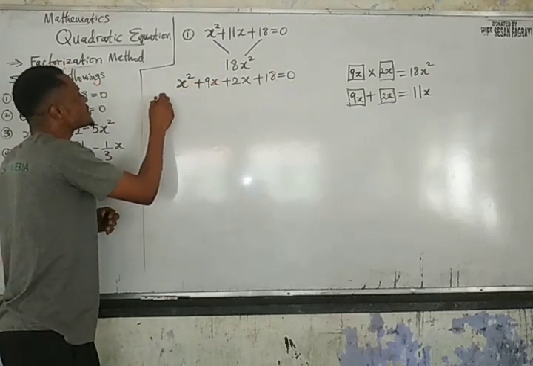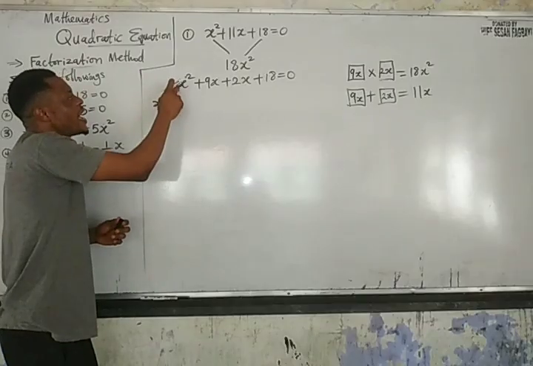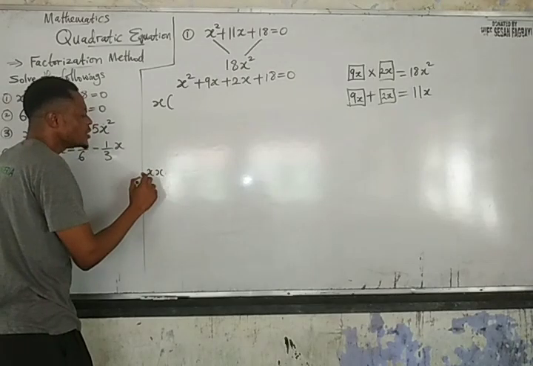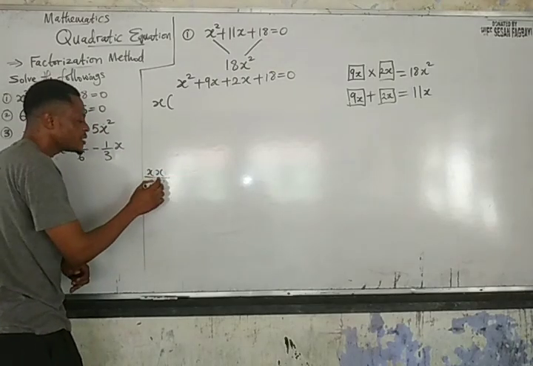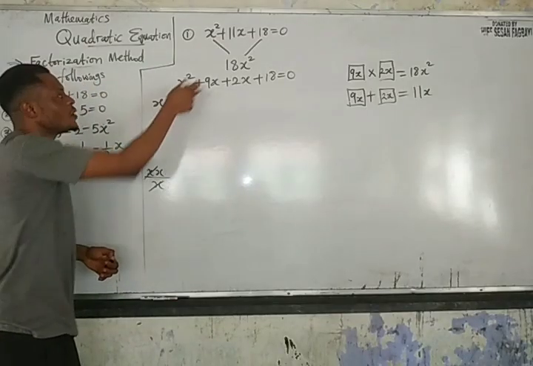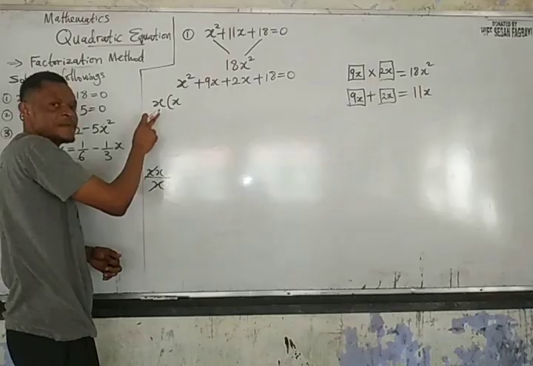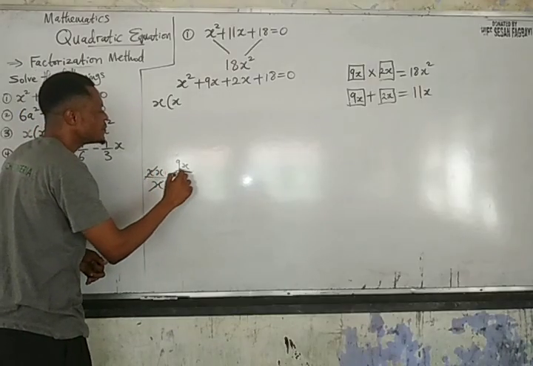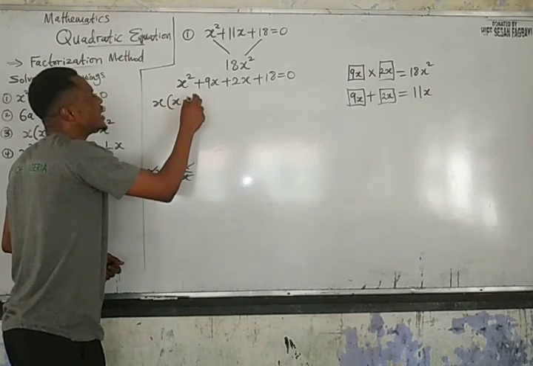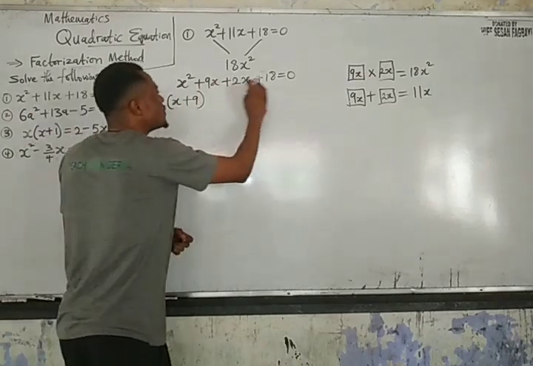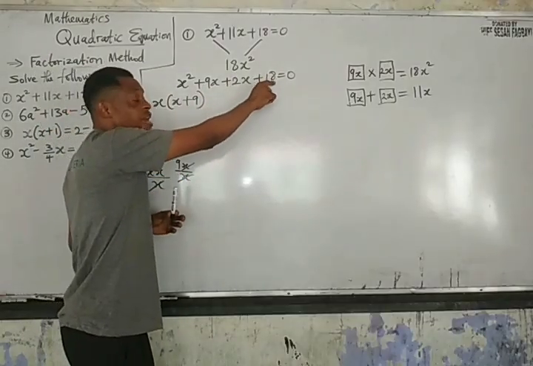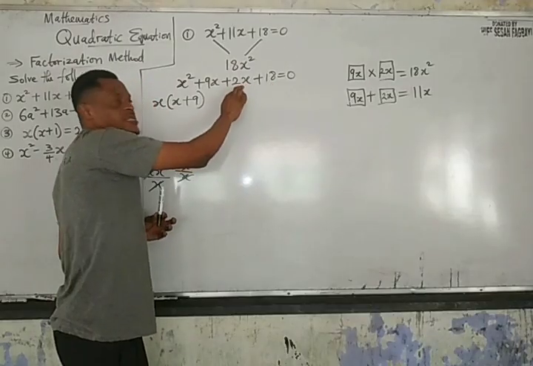So we have an x outside, open bracket, x squared divided by x. x squared divided by x, we are left with what? An x. We put the x here. For this one, 9x divided by the x outside, we are left with what? Just the 9. Close bracket. As for these two, what is common between the two? 2 goes here, fine. 2 goes here, 2, 9. But x is here, x is not here.